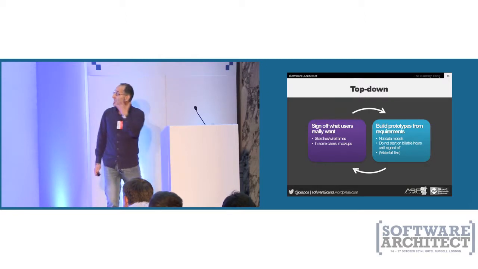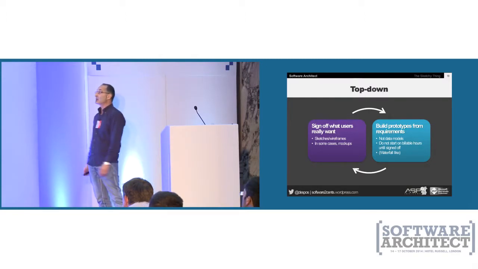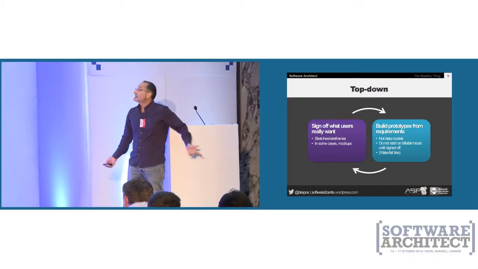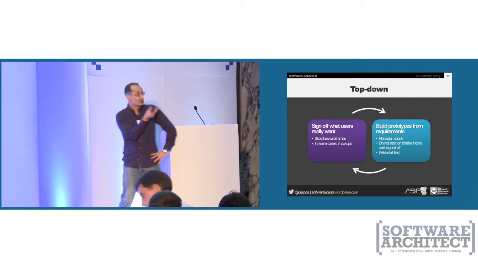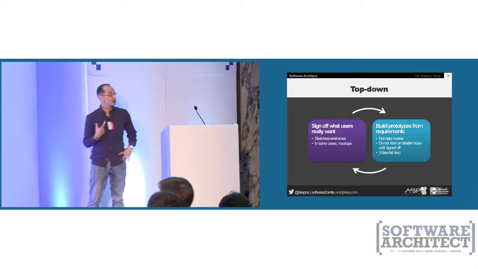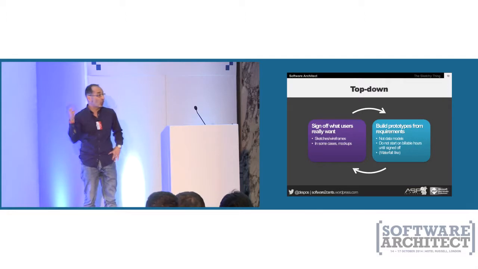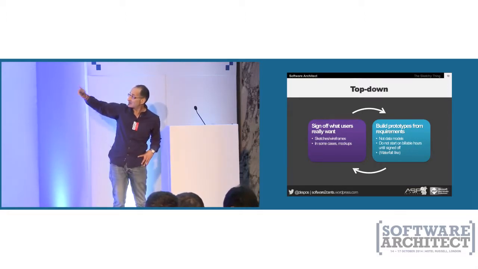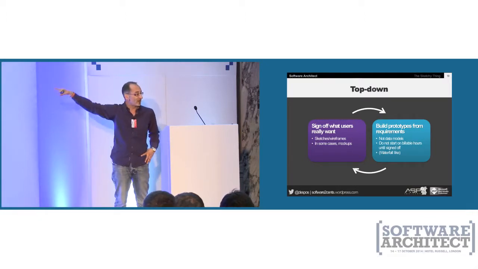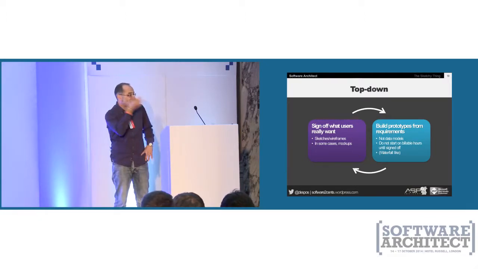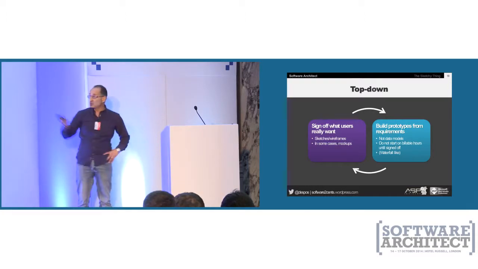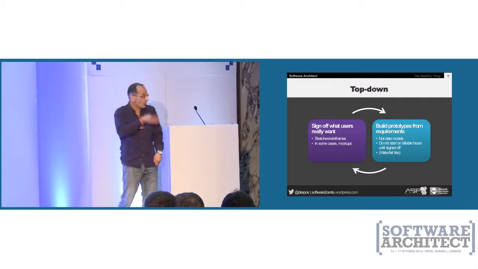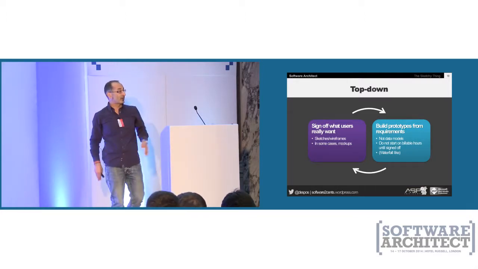Sign off, summarizing, sign off on what users really want. How? There are three tools we can leverage. Sketches and/or wireframes, and mockups. I put sketches and wireframes at the same level, meaning that, depending on the context, you can use only wireframes or only sketches. Not necessarily do you have to go through sketches and wireframes.